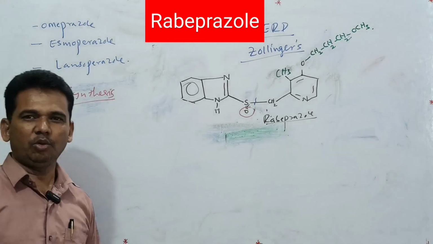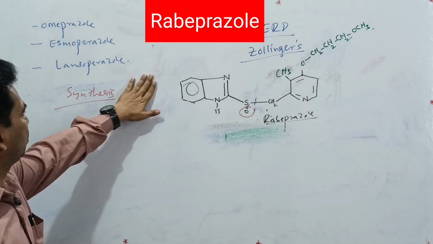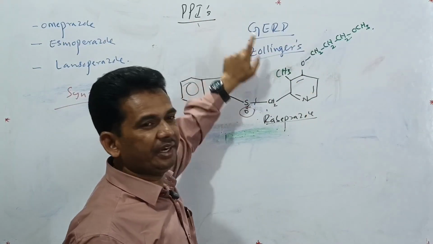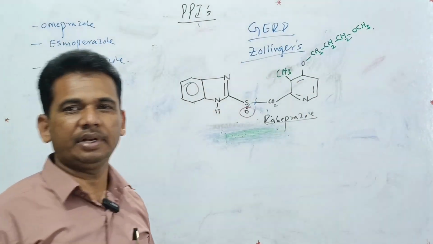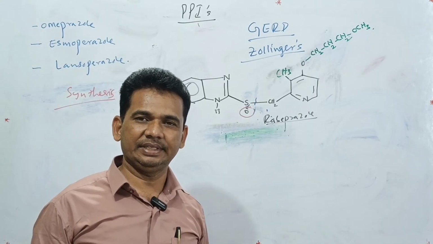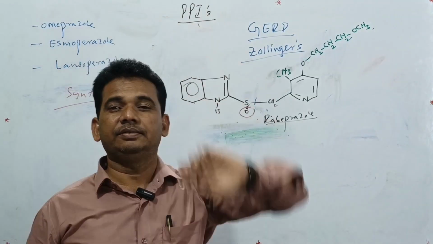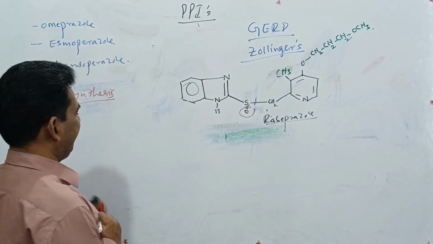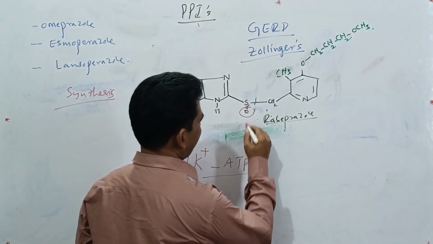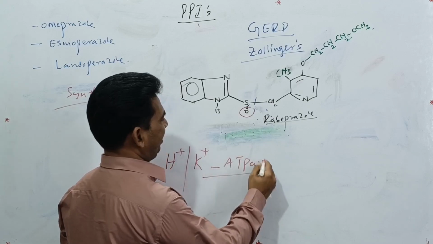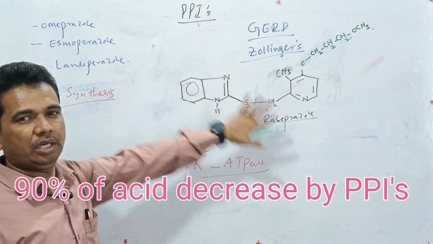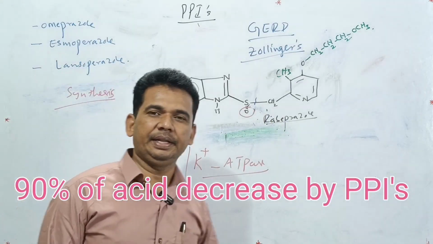All these drugs, omeprazole, rabeprazole, esomeprazole, lansoprazole, pantoprazole, are useful in GERD and Zollinger-Ellison. Remember one thing: they prevent the secretion of acid in the GIT, that is, the gastric parietal cells, by preventing which enzyme? H+/K+ ATPase. Because it forms the disulfide bond with this, it prevents the pumping of the proton, acting as the proton pump inhibitor.